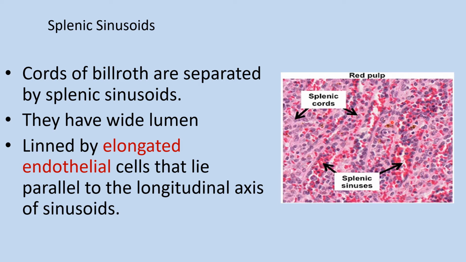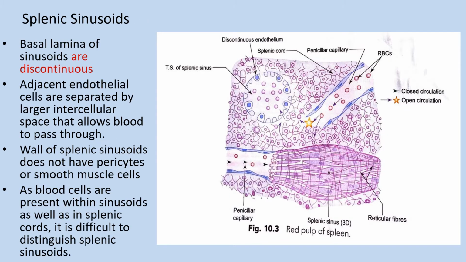These cords of Billroth are separated from each other by sinusoids, which are called splenic sinuses or splenic sinusoids. They have a wide lumen. They are lined by elongated endothelial cells that lie parallel to the longitudinal axis of the sinusoids. The basal lamina of the sinusoids is discontinuous, and the adjacent endothelial cells are separated by large intercellular spaces that allow the blood to pass through. The walls of the splenic sinusoid do not have any pericytes or smooth muscle cells.